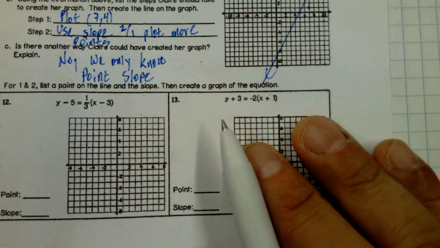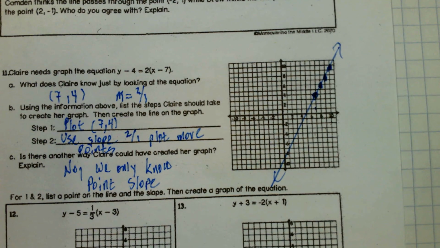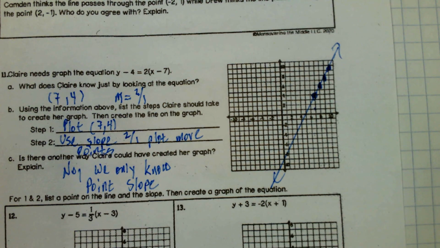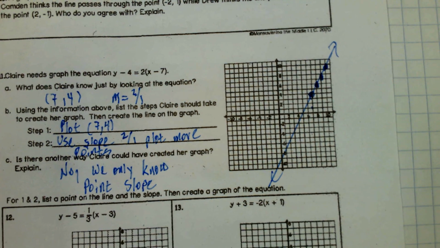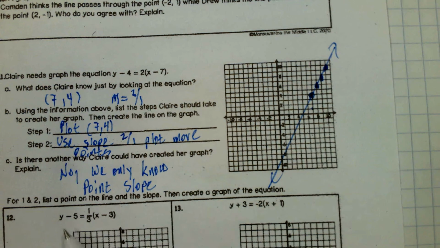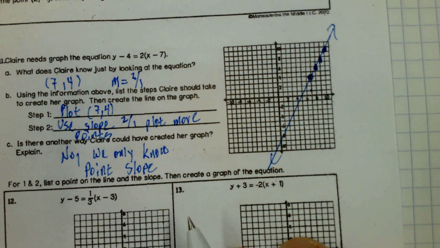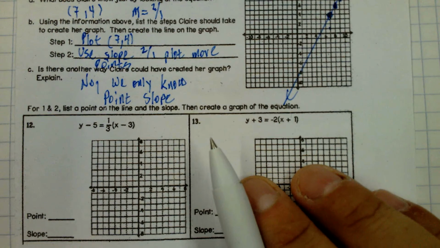You guys ready? Not yet? I'll let you write that down. So we're going to go ahead, if you want to move a little ahead, we're going to list the point and the slope and then use that information to graph each of these lines. Remember, this equation represents a certain line. So we want to know what that is. Okay? So let's move on and do that.